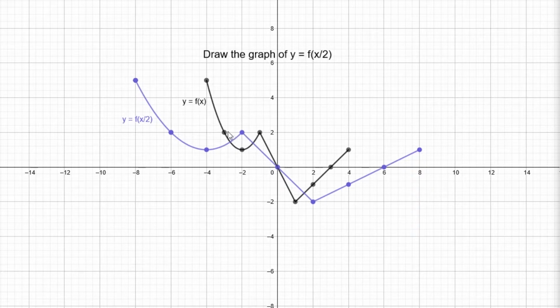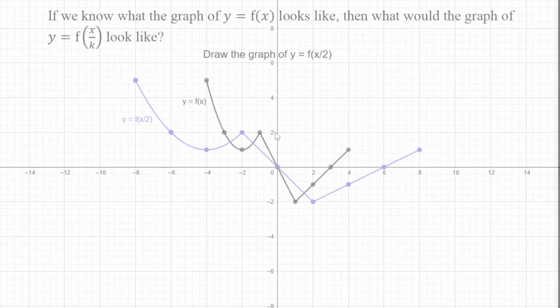If we look at where this point is, it's moved twice as far away from the y-axis. This point's moved twice as far away. This point has moved twice as far away. The point 0, 0 has stayed in the same place because all the stretching is going parallel to the x-axis but with respect to a fixed y-axis.